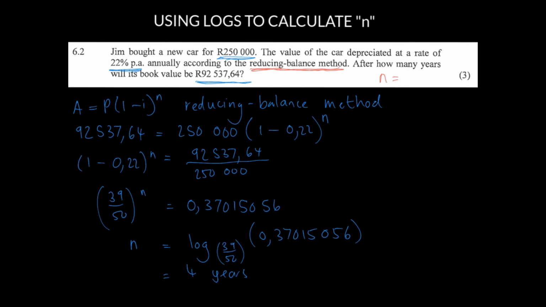This question is out of 3 marks, so the 3 marks would be allocated as follows. Substitution into the correct reducing balance formula, a mark for simplifying and using logs in the correct way, and then a mark for the answer.